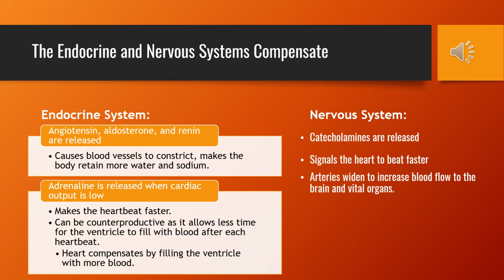Now, in the nervous system, catecholamines are released. This will constrict blood vessels and speed up the heart rate. It signals the heart to beat faster. At the same time, the arteries widen to increase blood flow to the brain and vital organs.